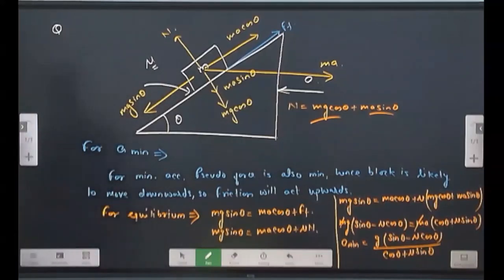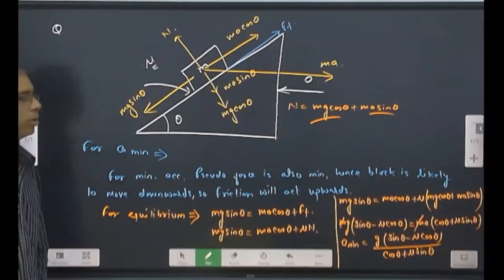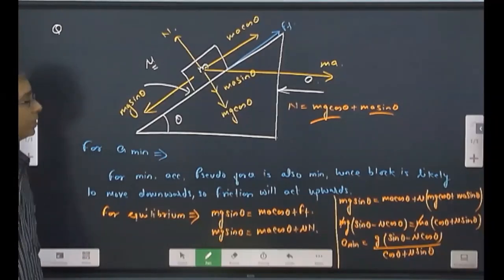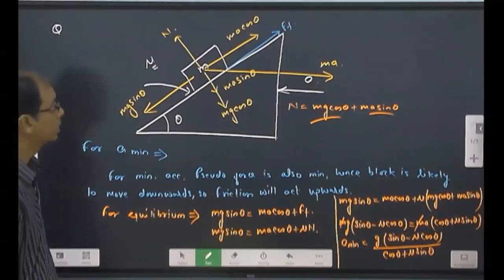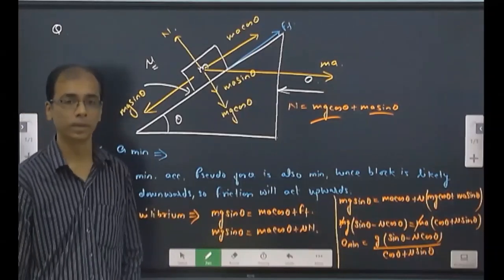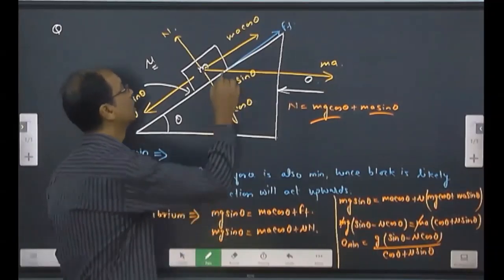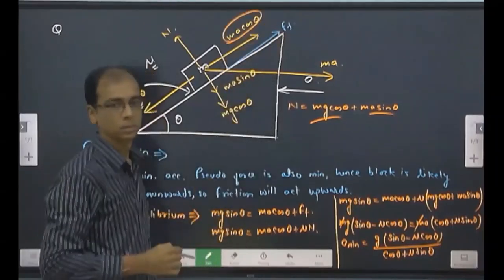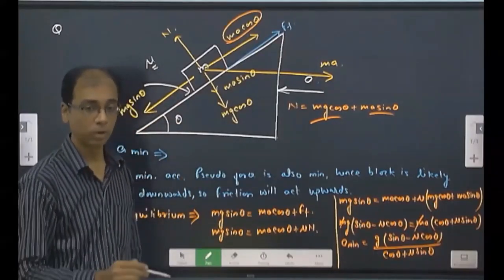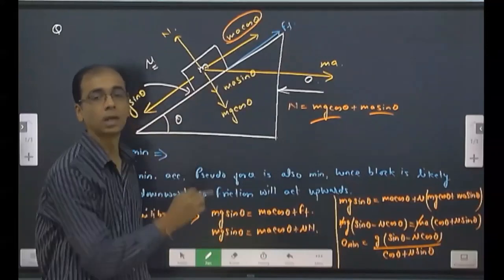Completed? See, I have done it. Is your answer matching with mine? See on the board. What is the difference between the previous one and this one? The previous one is when the pseudo force was maximum. When you give maximum acceleration to the block, the pseudo force was maximum. Pseudo force being maximum means this component was bigger, so this component was trying to take the block upwards. When it was trying to take the block upwards, friction was acting down.